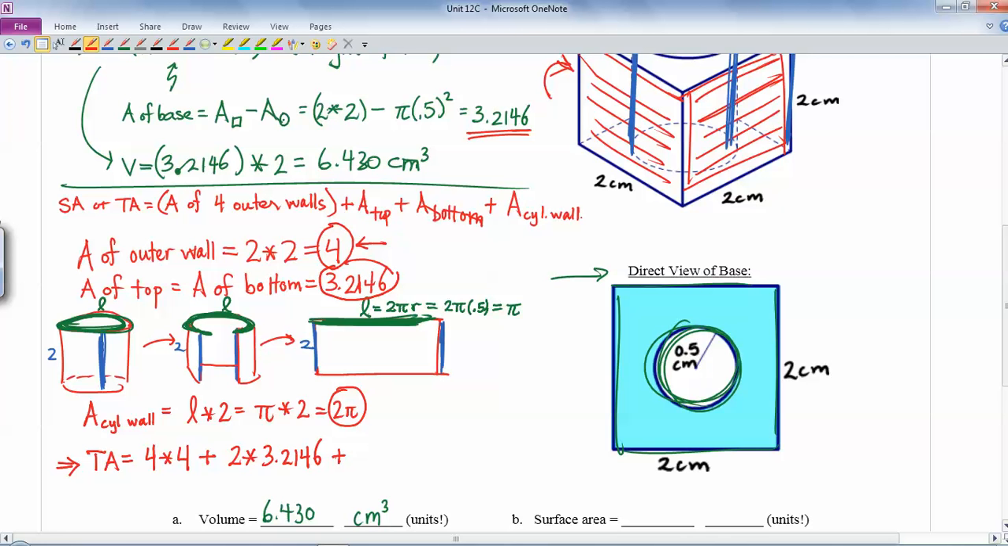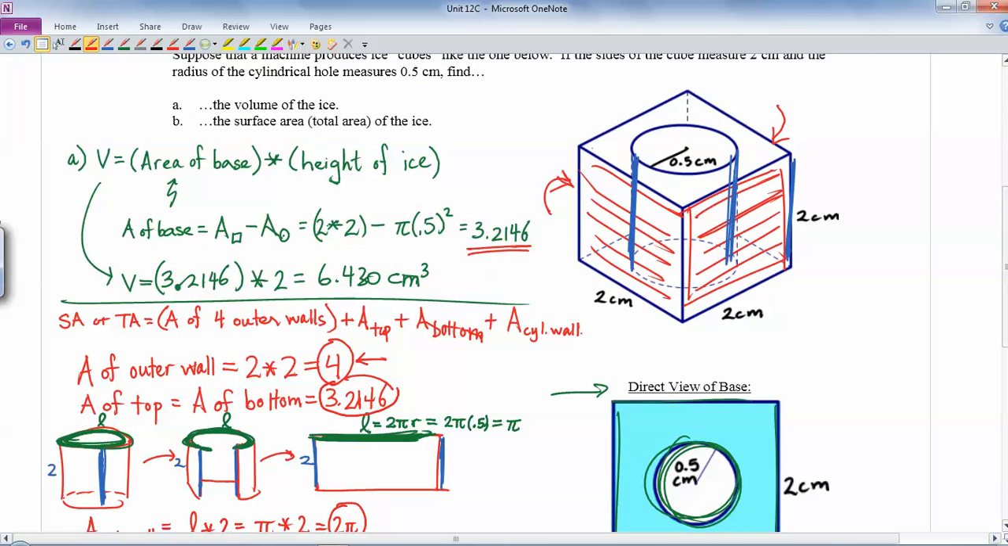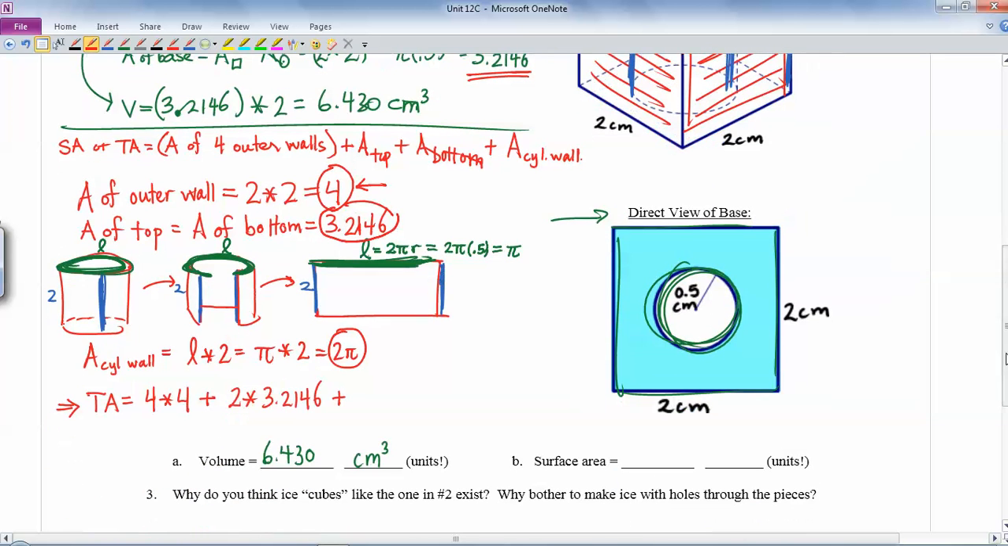And then, so let's see, what have I got? I got the 4 walls on the edges, I've got the top and bottom, I need the cylinder part, so that's 2 pi. And then if we plug all that into a calculator, you end up with 28.712. And since we were working in centimeters, area is going to be centimeters squared.